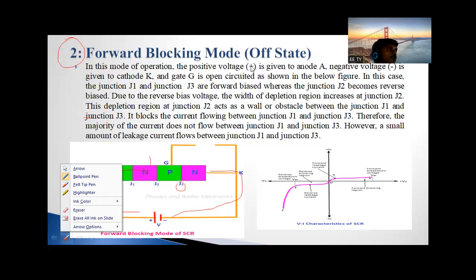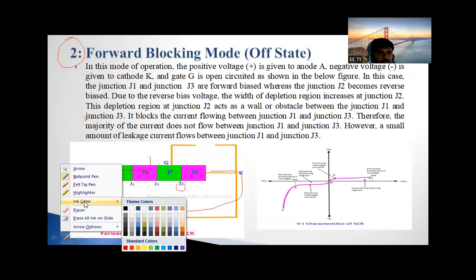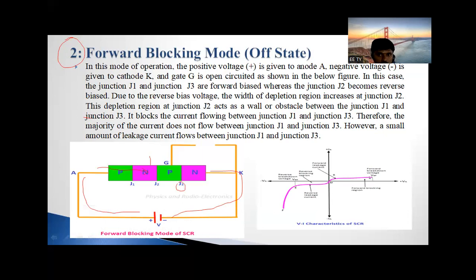So still in forward blocking mode also the thyristor is operating in off mode, off state, still it will act as an open switch, clear. Next one, and current is not flowing but a small leakage current is flowing.